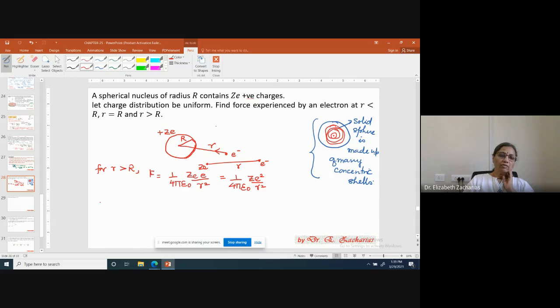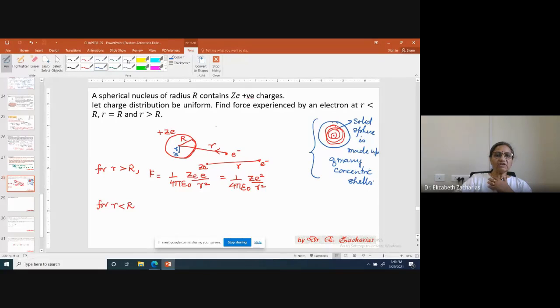Okay. Now, what happens for r less than capital R? Meaning, assume it's a uniform charge distribution. Find the force experienced by an electron at r less than capital R. r less than capital R means you are here. Your electron is here and it is at a distance small r less than capital R. That means it is inside the nucleus. It cannot happen normally. It can happen when you are doing particle physics experiments, at high speeds, if you allow an electron to hit a nucleus, it can enter the nucleus. Otherwise, you don't find an electron inside a nucleus.